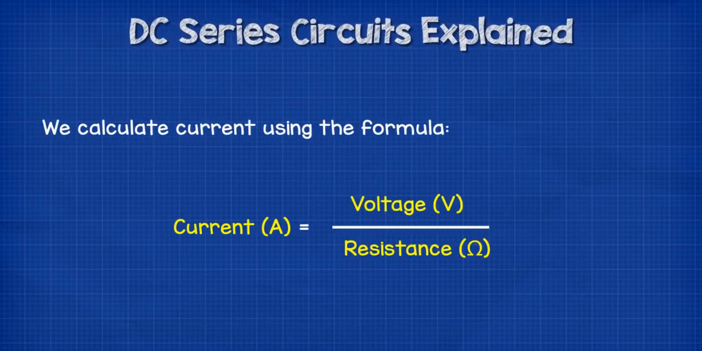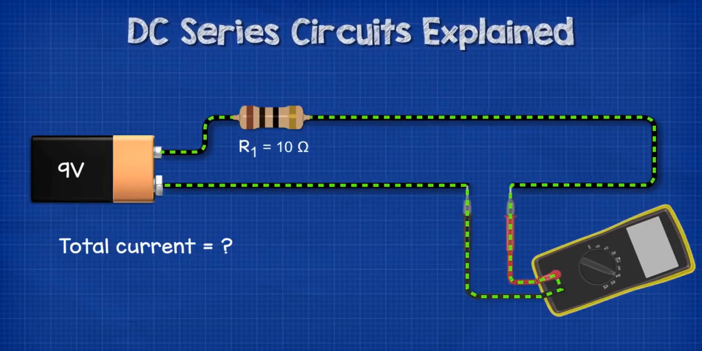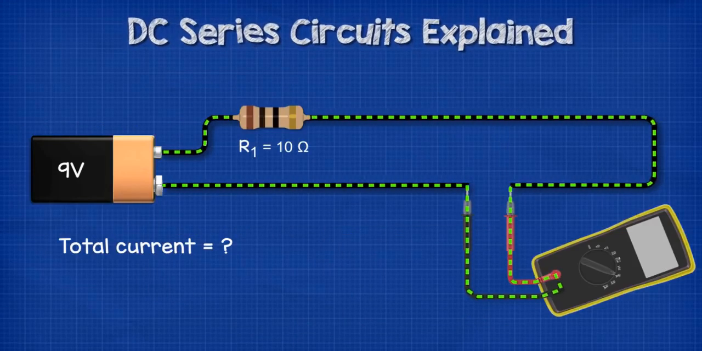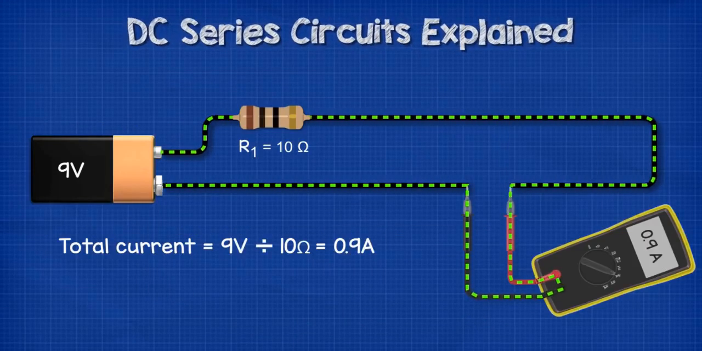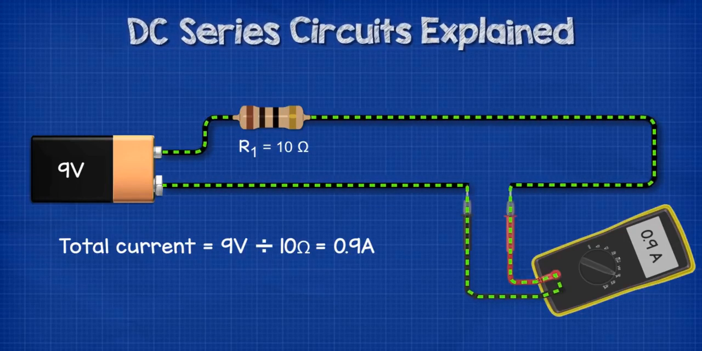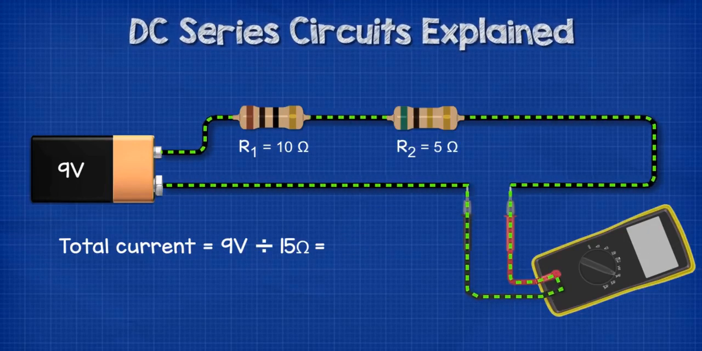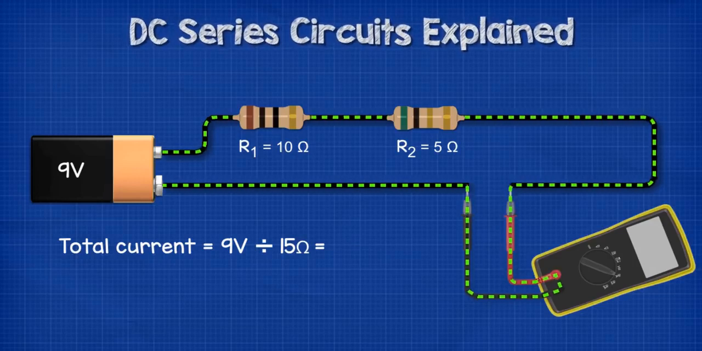We can calculate the total current of the circuit by dividing the voltage by the resistance. So if we connect a 10 ohm resistor to a 9 volt battery, 9 volts divided by 10 ohms gives us 0.9 amps. If we added another 5 ohm resistor to the circuit, that gives us 15 ohms of resistance.